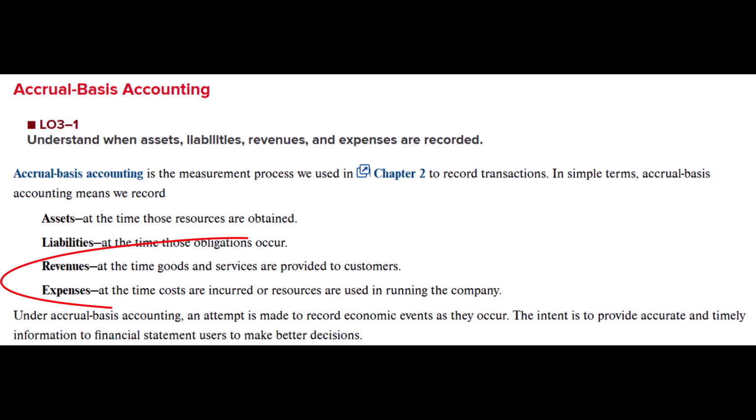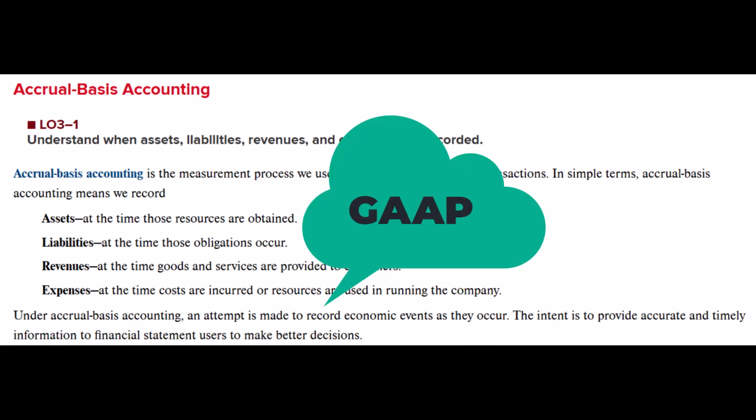Accrual basis accounting means we record revenues when we provide goods and services to customers, and we record expenses when costs are incurred in running the company. The goal is to record these economic events as they occur, not necessarily when cash changes hands. This is the method required by generally accepted accounting principles, or GAAP. The alternative, cash basis accounting, is not allowed for financial reporting for most major companies.